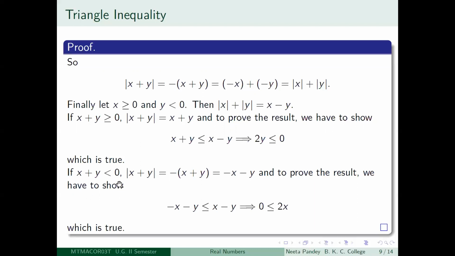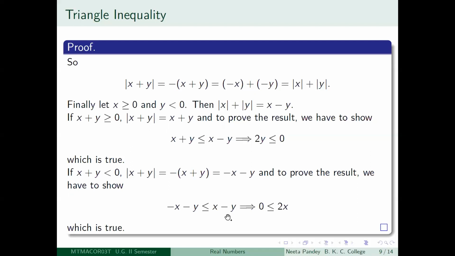So if x plus y is negative, then mod of x plus y is going to be equal to minus of x plus y. So that is minus x minus y. So again, to prove the result, we have to show that minus x minus y is less than or equal to x minus y. So what have I done? I added x plus y on both sides of this inequality. So I have to show that.